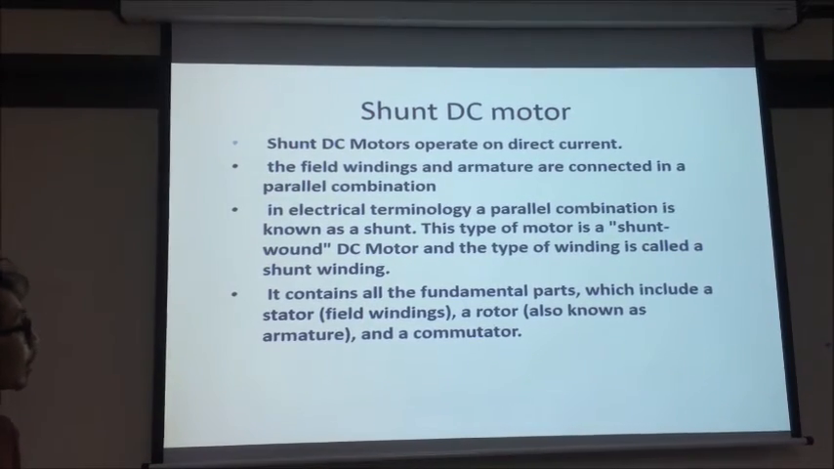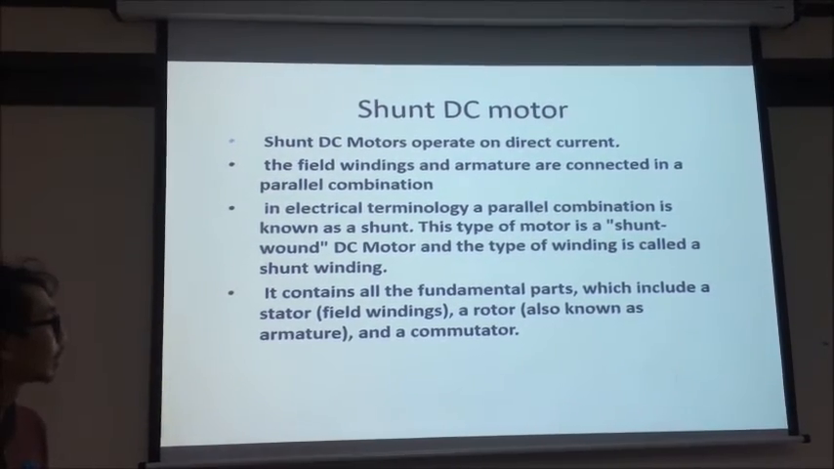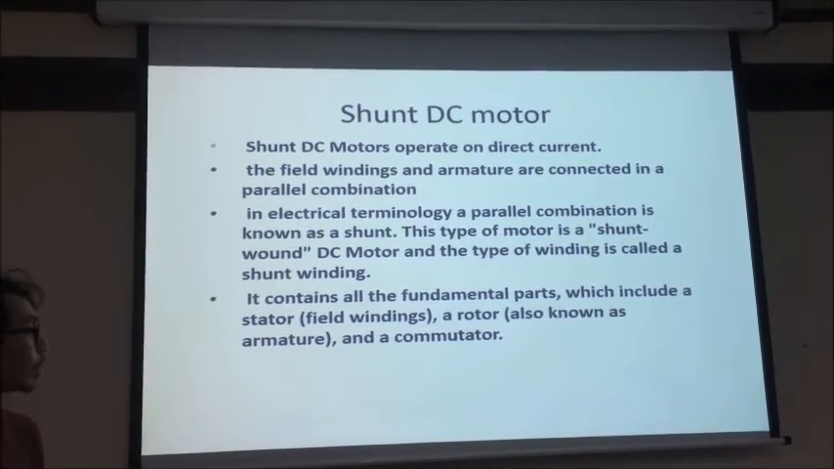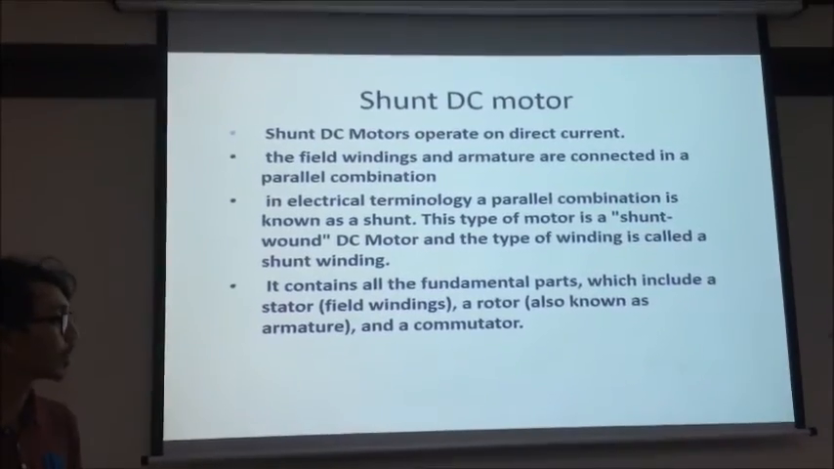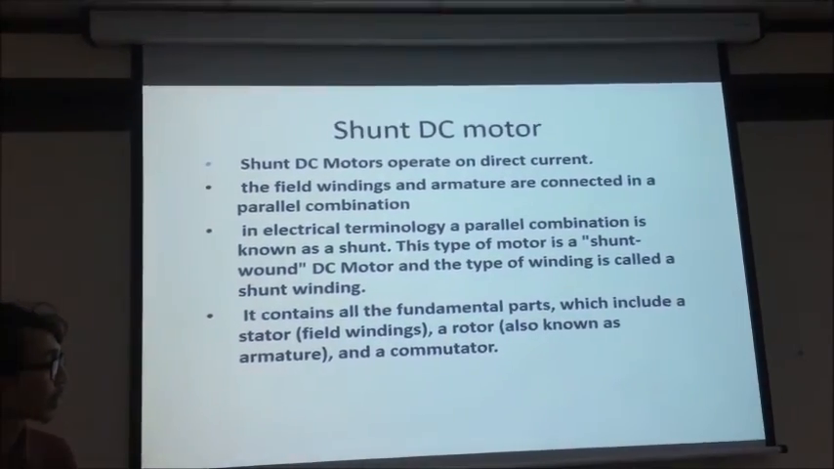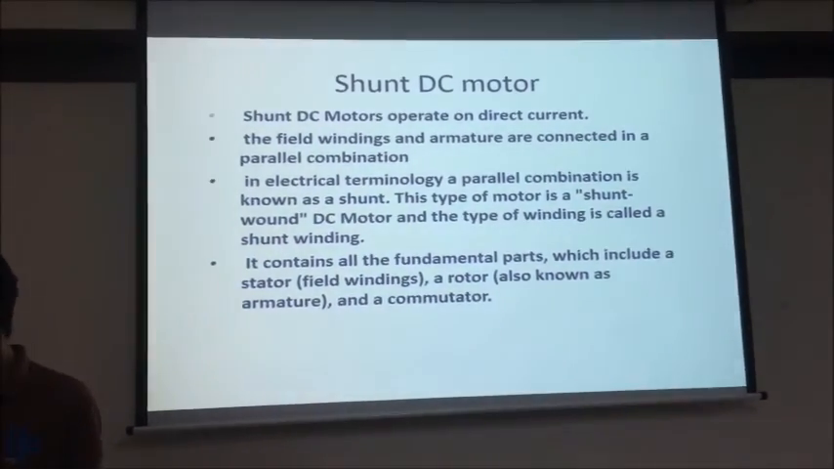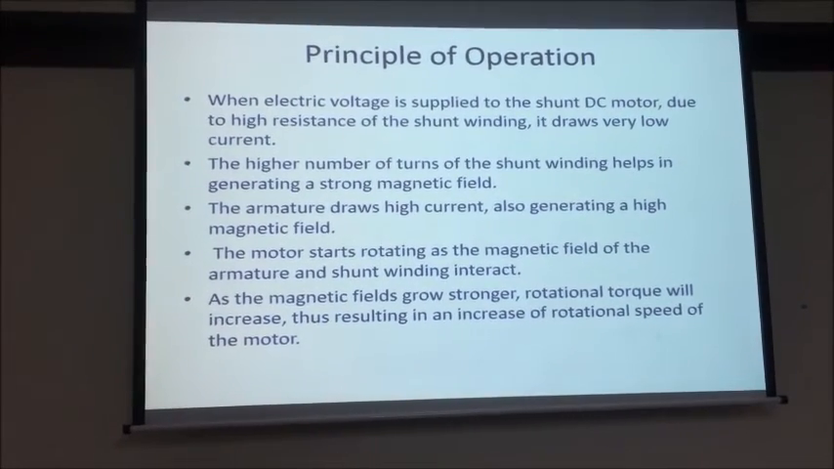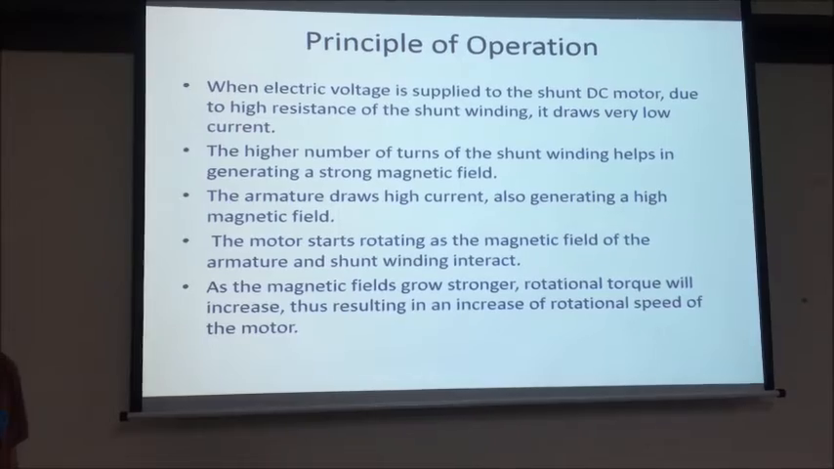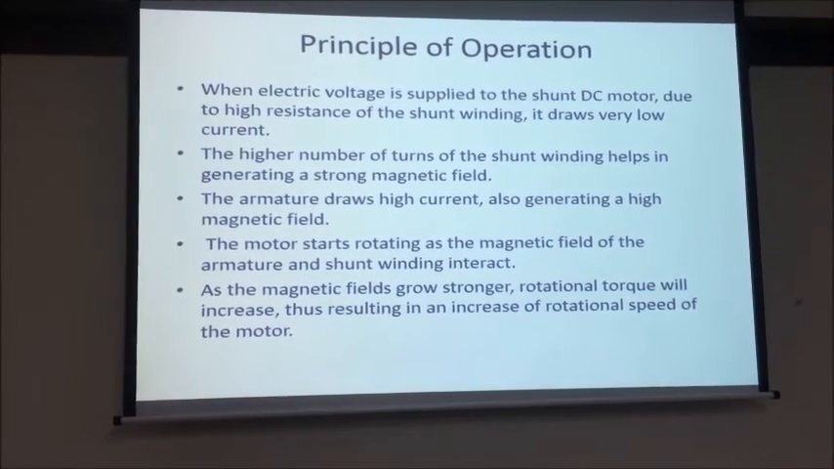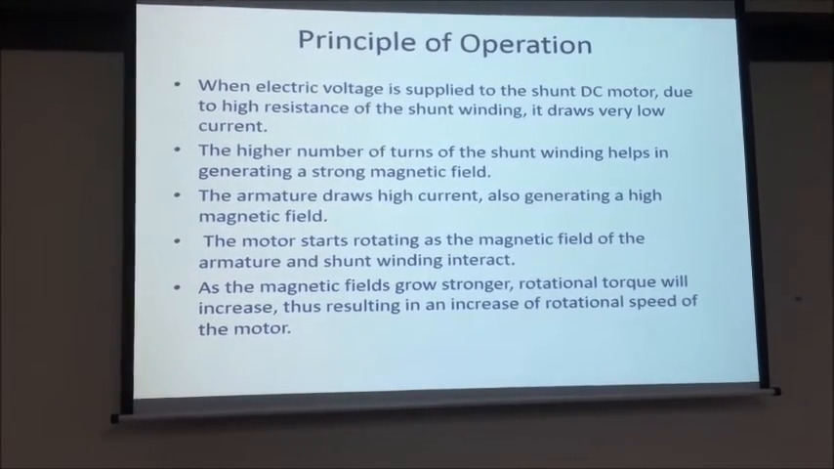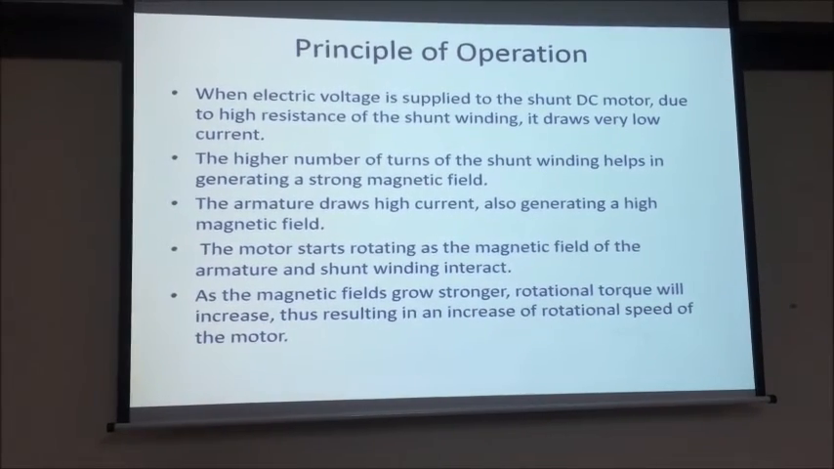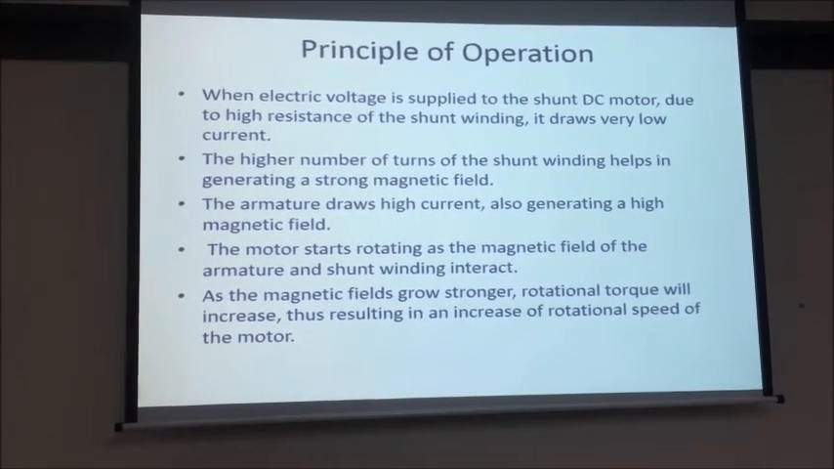Okay, for the connection, the shunt DC motor has a starter, the field winding, a rotor also known as an armature, and a commutator that is used to flow the current from the starter to the rotor. Okay, next is the principle of operation. When electric voltage is supplied to the shunt DC motor, due to the high resistance of the shunt winding, it draws very low current. It means the high resistance keeps the current low.